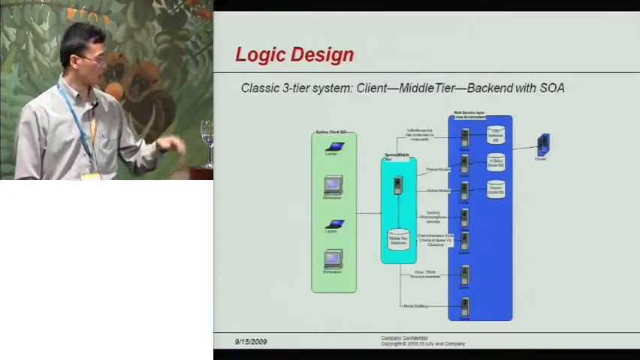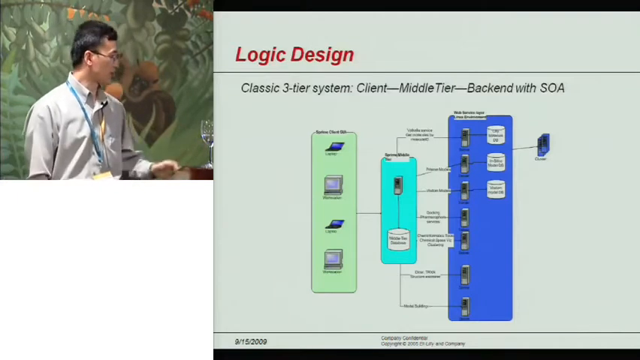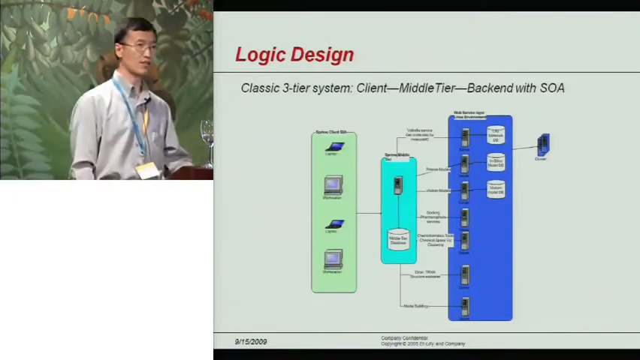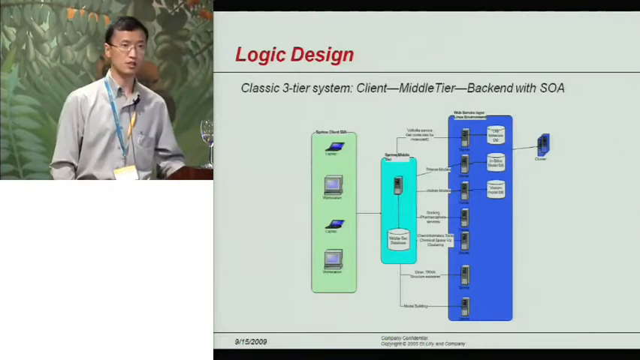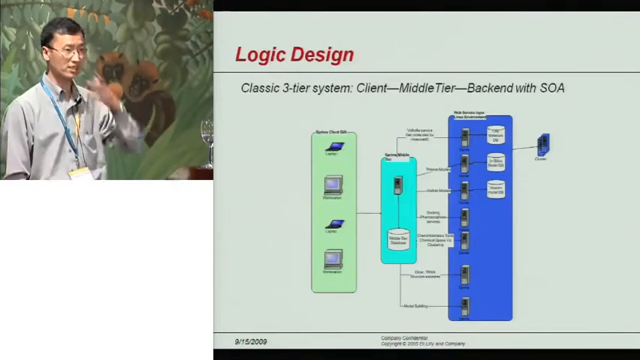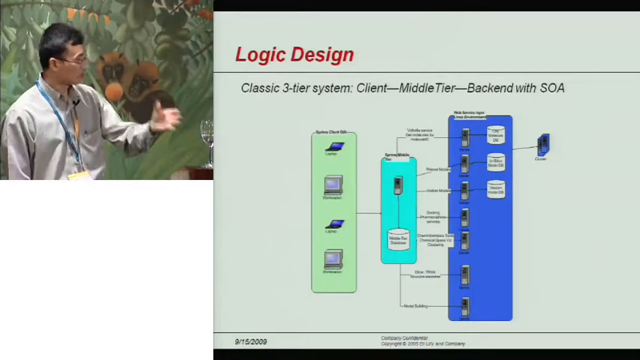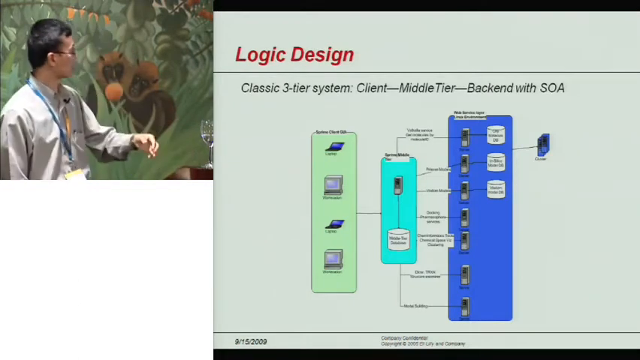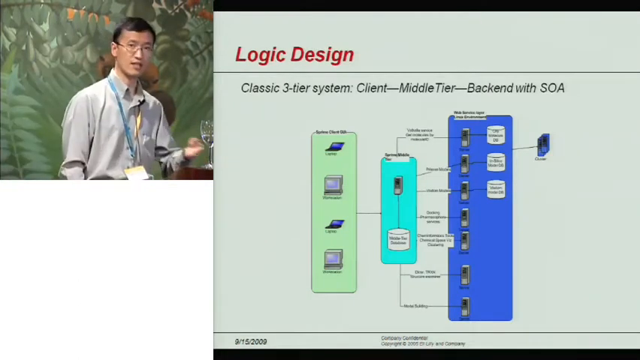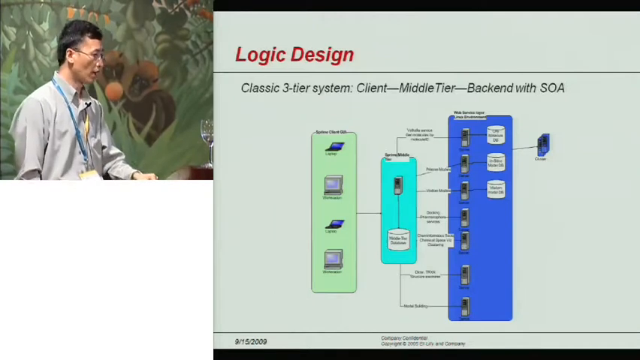So here is a quick logical design, and it is a classic three-tier system. We have a client which is deployed onto the user's desktop, and we have a backend on the left which sits most likely on a Unix box, and some services on a Windows box.